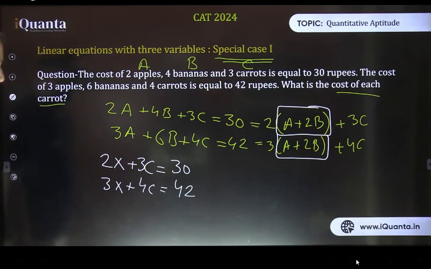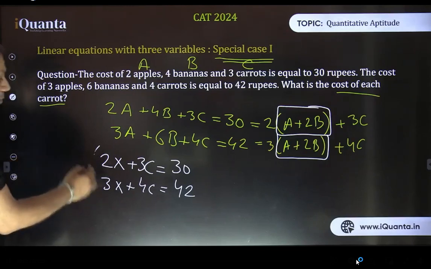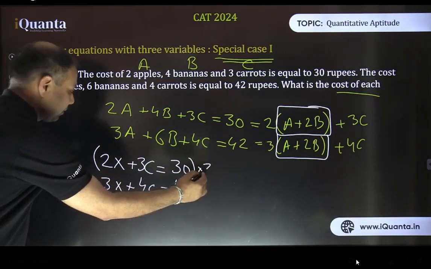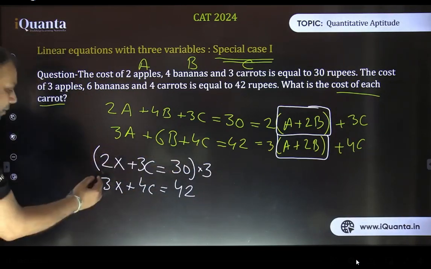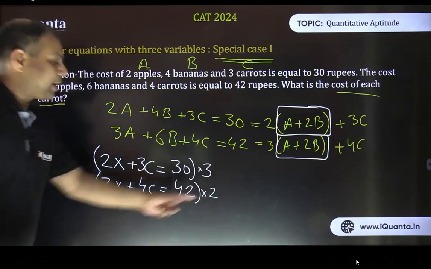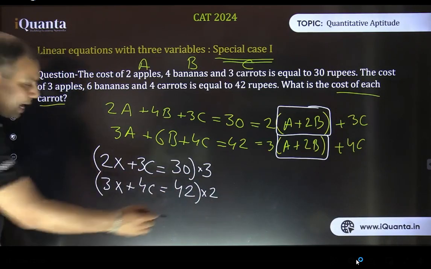Okay? So now we need to eliminate the variable X. For that purpose, we can multiply the first one by 3, so that it becomes 3 into 2, 6X, and multiply the second equation by 2, so that 3X into 2 also becomes 6X, and now we can subtract.